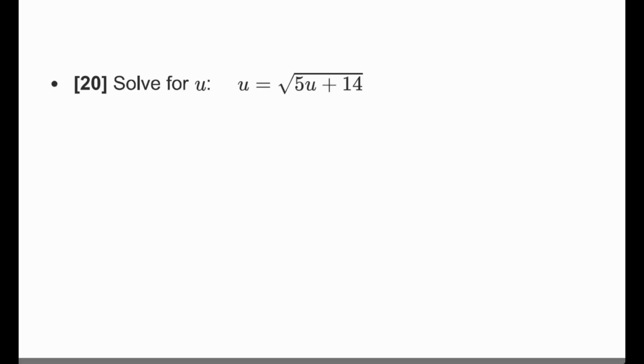Okay, this one's going to be a little bit different because now we have a variable here and then the radical on the other side. So it's going to lead us to get a quadratic out of this actually, because when we square both sides, now it's going to be u squared. Square root cancels here, and you have u squared is equal to 5u plus 14. Hopefully a light bulb is going off in your head. Oh, that's a quadratic equation. I am going to factor or use quadratic formula.